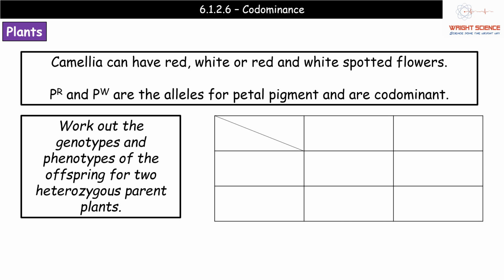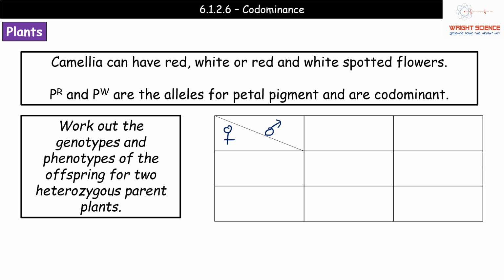We're going back to good old Punnett squares here. So as always, remember our standard way of doing these: females down, males across. So we're going to have a look at a plant example first of all with camellias. You've probably seen them growing in gardens if you've wandered around with your eyes open in England. So camellias can either have red flowers, white flowers, or red and white spotted flowers.